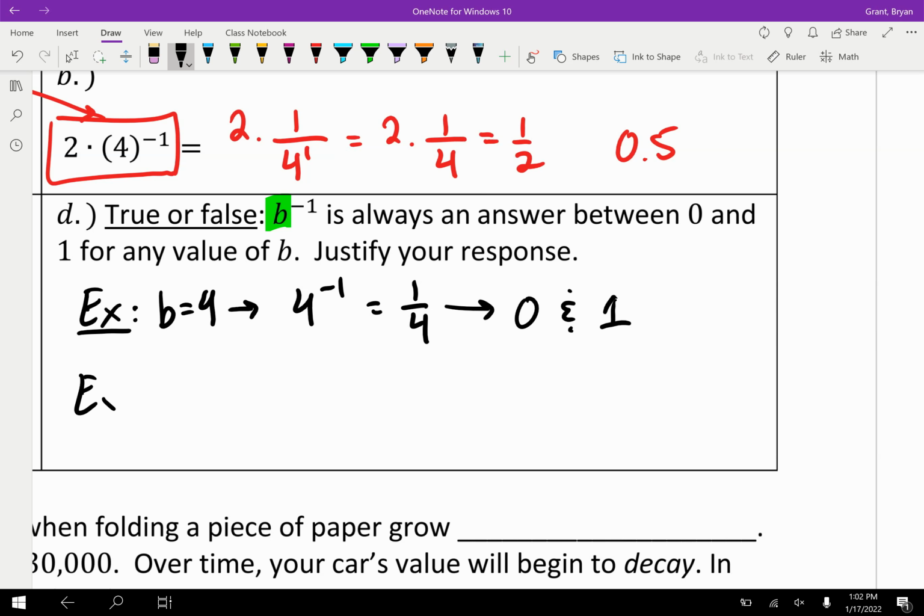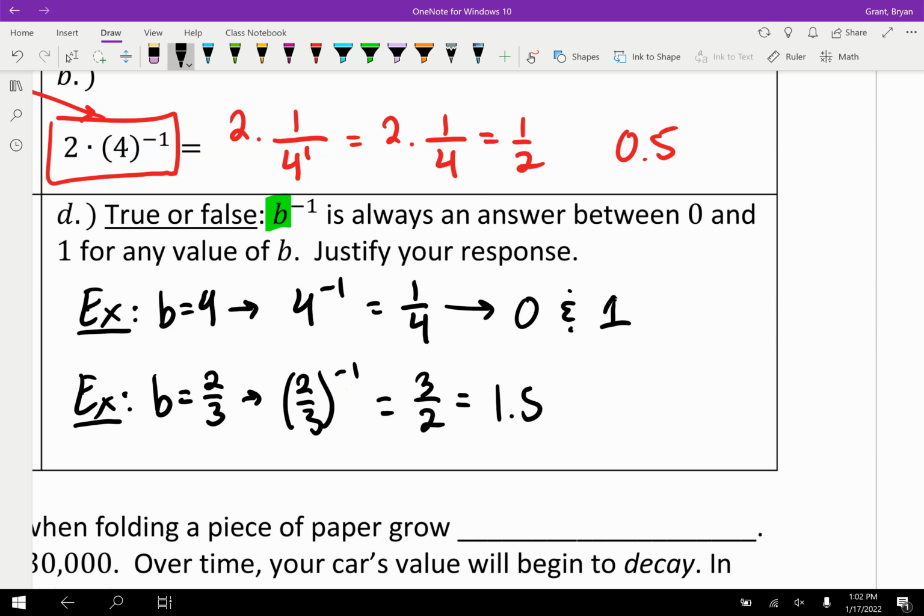But what if I gave you an example of B equals 2/3? Well, if we do 2/3 to the negative first power, remember, a negative power on any fraction is always going to flip the fraction, and this is just going to become positive 3/2. Is 3/2 between 0 and 1? Well, if you picture $3 and you split that in half, $3 split in half is 1.5, and that's not in between 0 and 1.